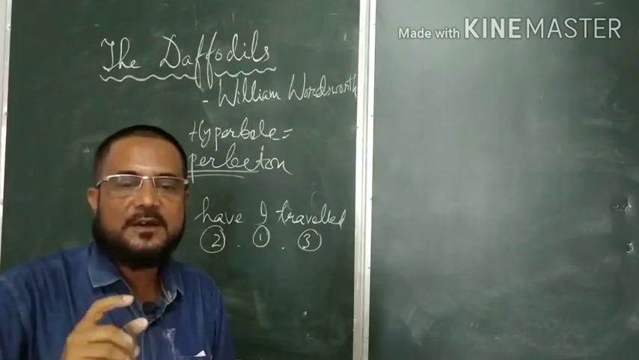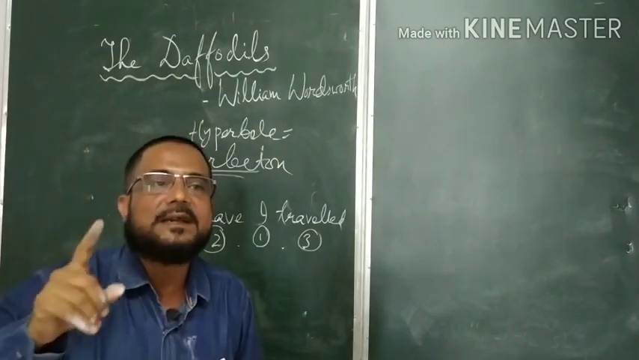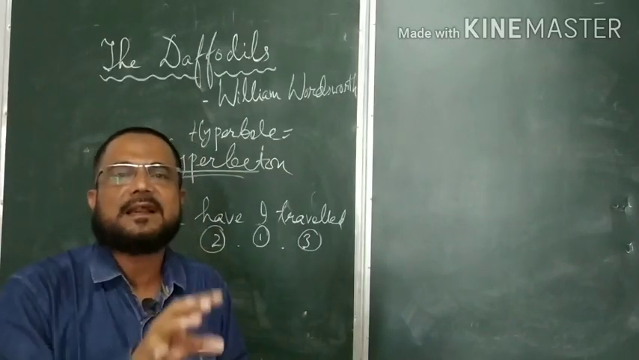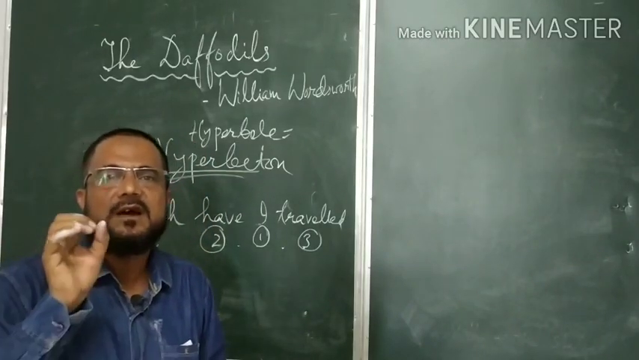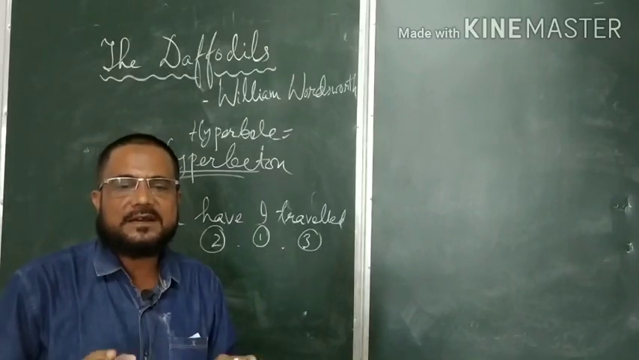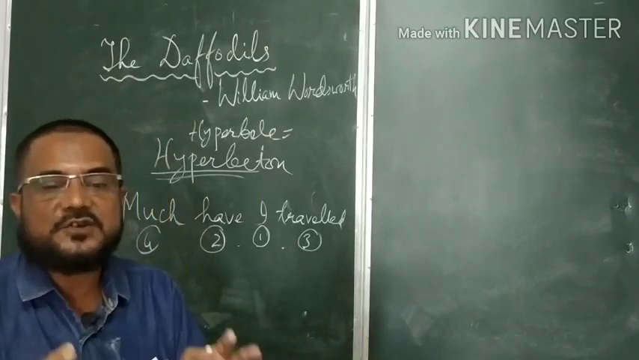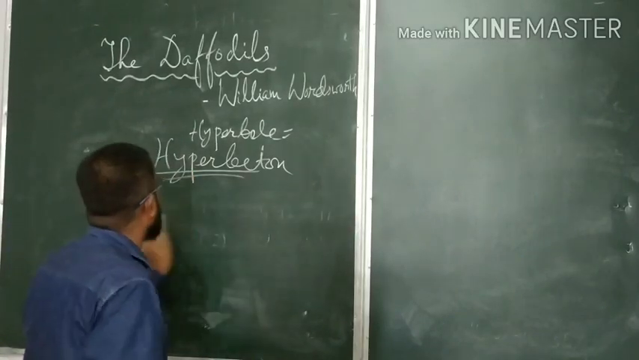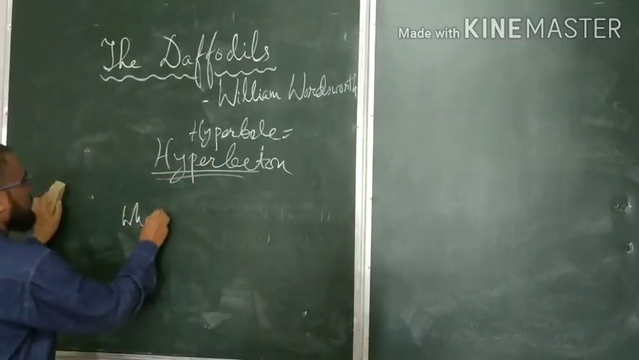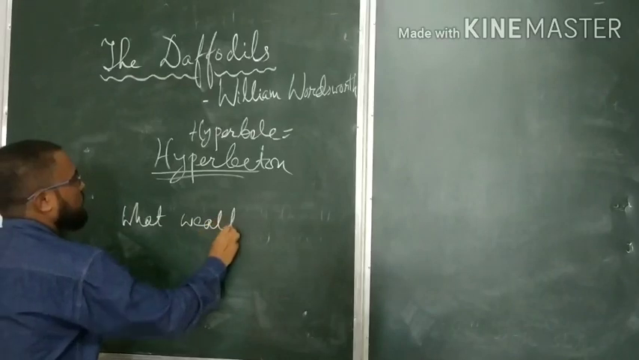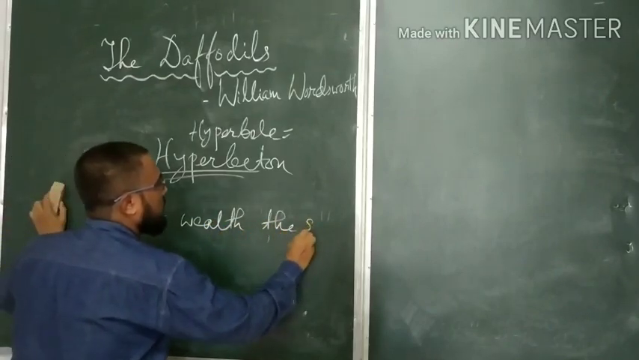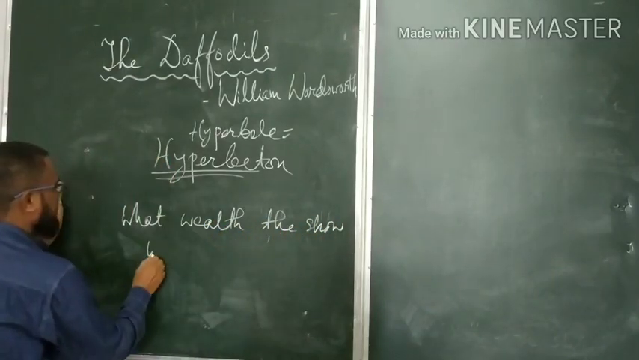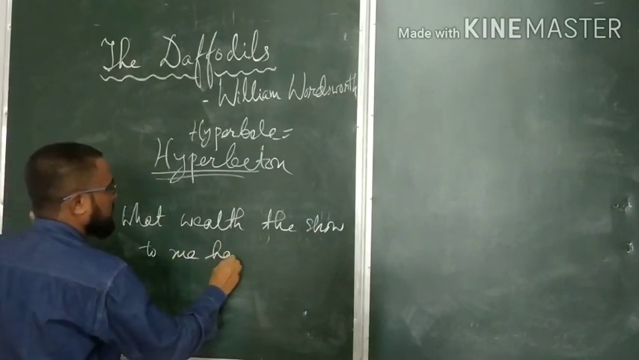So the poet said, "I gazed and gazed, but little thought." Little thought means I thought little, I understood little, I realized very little. What realization? "What wealth the shore to me had brought." See this line. What wealth the shore to me had brought.